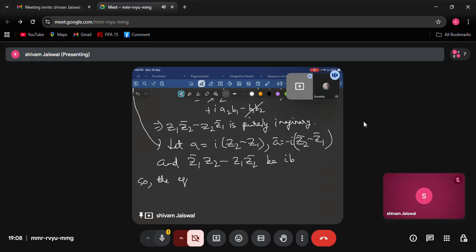The equation of the straight line will be a bar z plus a z bar plus b equal to 0. Ultimately I'm dividing by iota, so that's why I'm writing it as a bar z plus a z bar plus b is equal to 0.